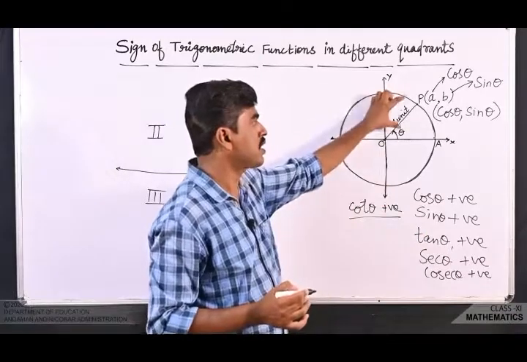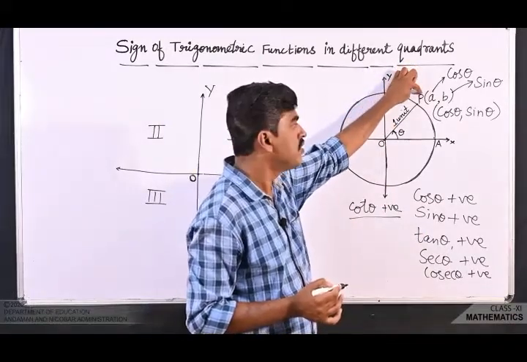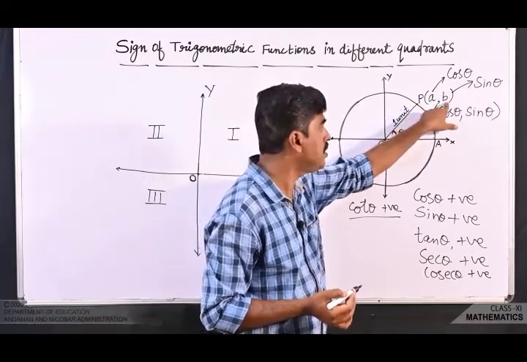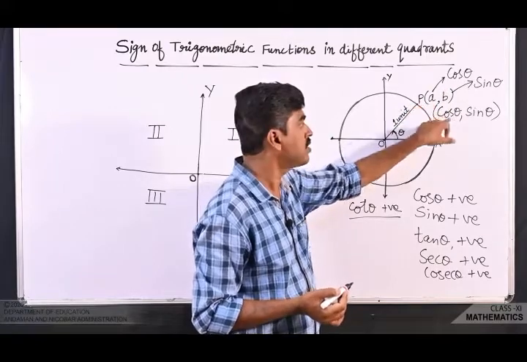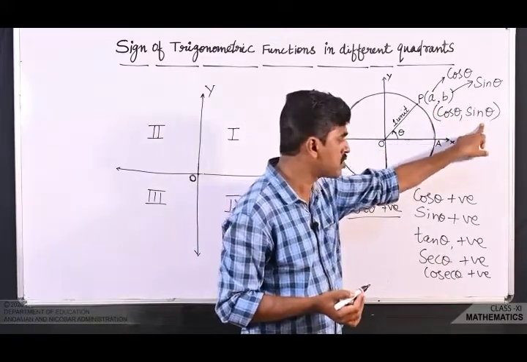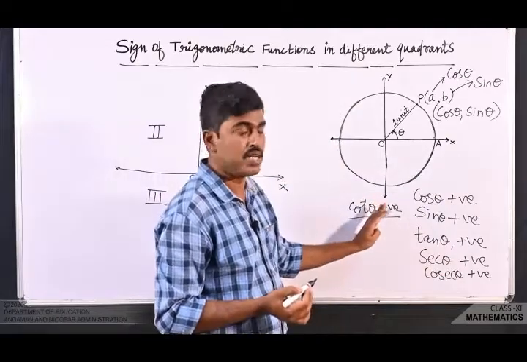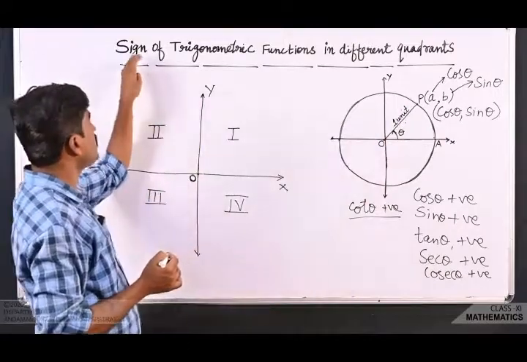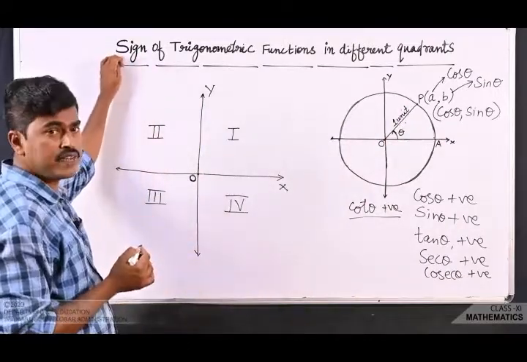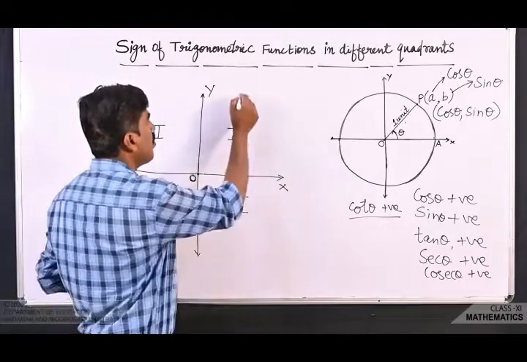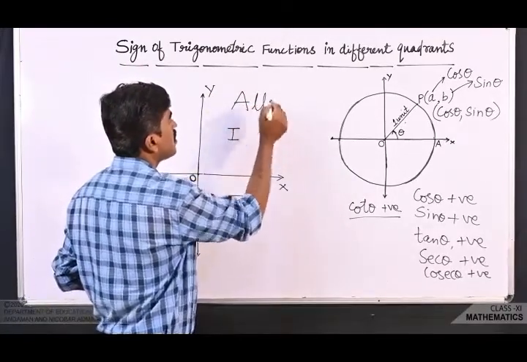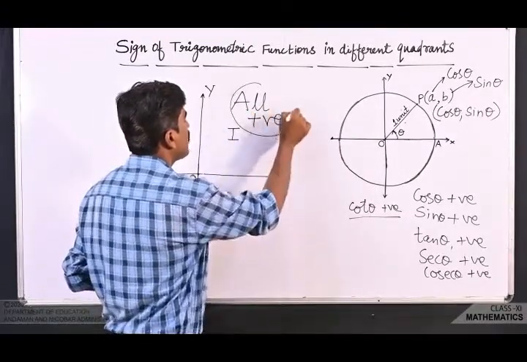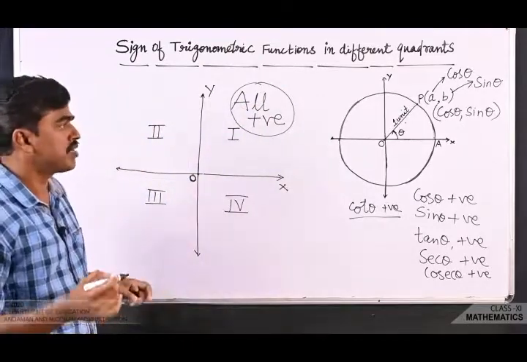So the point P lies in the first quadrant, and the coordinates of the point P are A, B. Both coordinates are positive there. That means cos theta is positive, sin theta is positive. So all the trigonometric functions in the first quadrant are positive. We are discussing the sign of trigonometric functions in different quadrants. So in the first quadrant, all trigonometric ratios, all trigonometric functions are positive. We will write here: all positive.